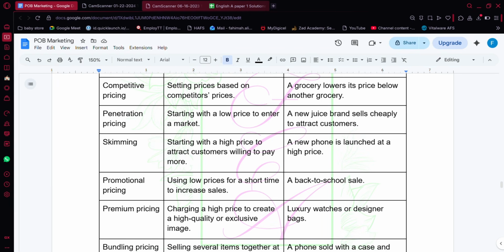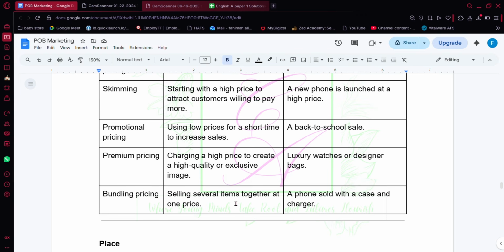Skimming, which is starting with a high price to attract customers willing to pay more. Promotional pricing, which is using low prices for a short time to increase sales. Premium pricing, which is charging a high price to create a high quality or exclusive image. Bundling price, selling several items together at one price.